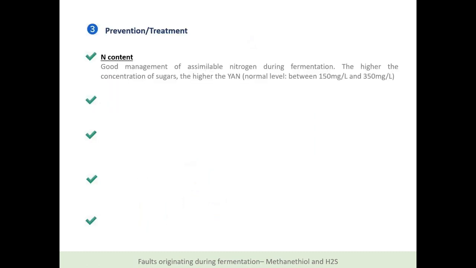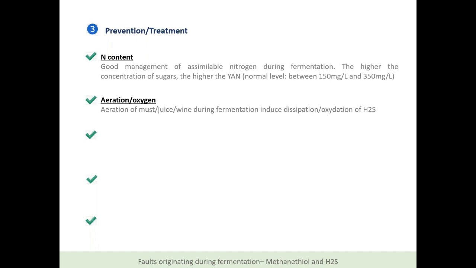So prevention and treatment. How can we prevent the reduction wine fault? Nitrogen content: good management of assimilable nitrogen during fermentation. Ideally we should have the YAN between 150 and 350 milligrams per liter. Then aeration and oxidation during alcoholic fermentation or just at the end of alcoholic fermentation.